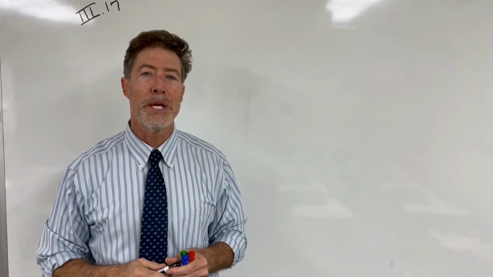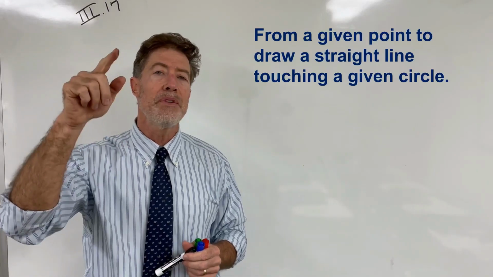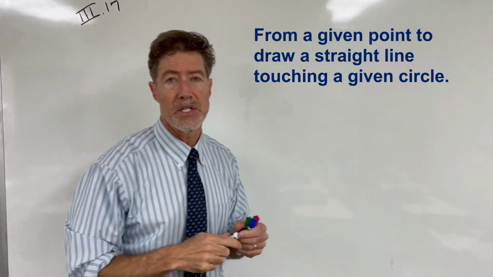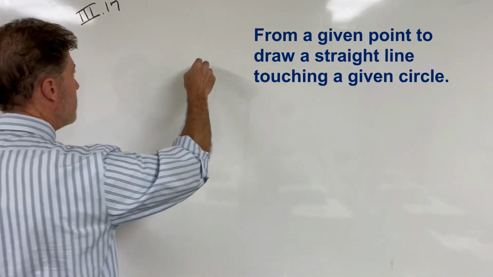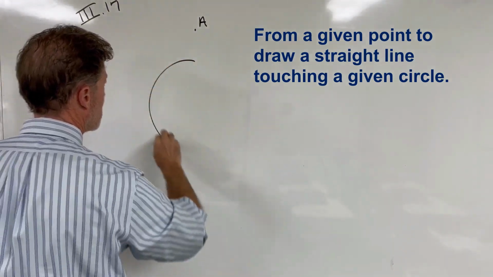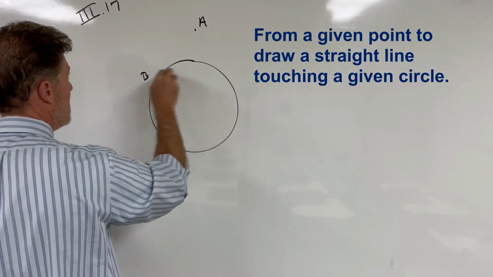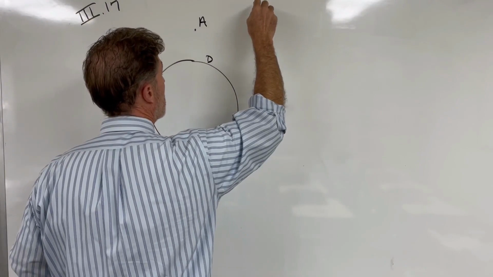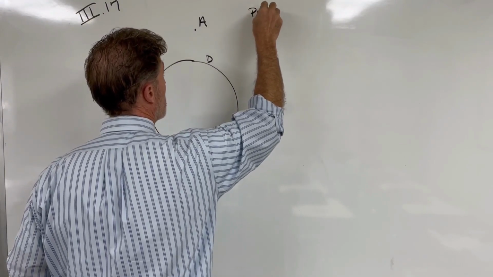Euclid's Elements, Book 3, Proposition 17. From a given point, to draw a straight line that touches a given circle. So let's have a given point, A, and let's have a given circle. We'll call this BDC.